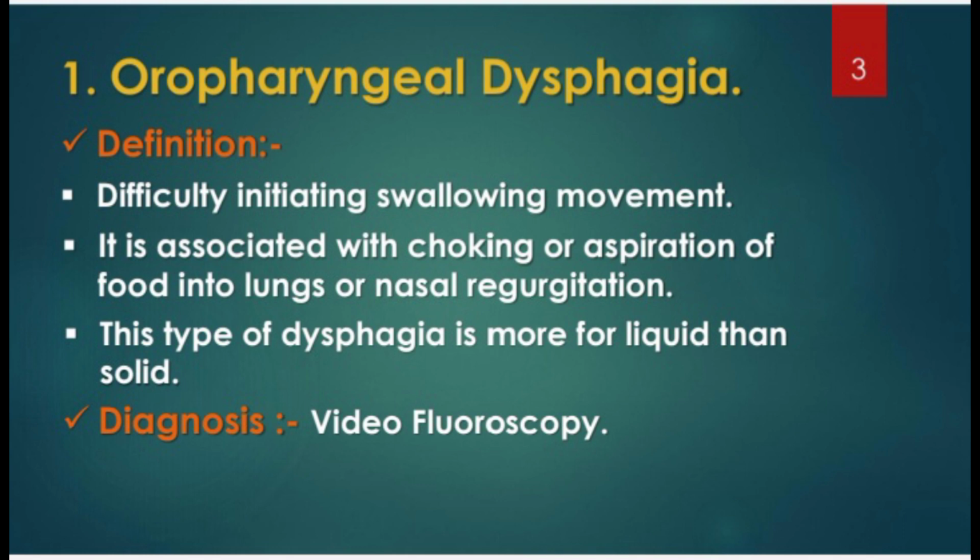In oropharyngeal dysphagia, you have difficulty in initiating the swallowing movement, and it is associated with choking, aspiration of food into the lungs, or nasal regurgitation. Means when your food does not go to your esophagus, your food pipe, the food will regurgitate and come back through your nose. This type of dysphagia is more for liquid food than solid. Means you will have more problem with liquid foods than the solids.